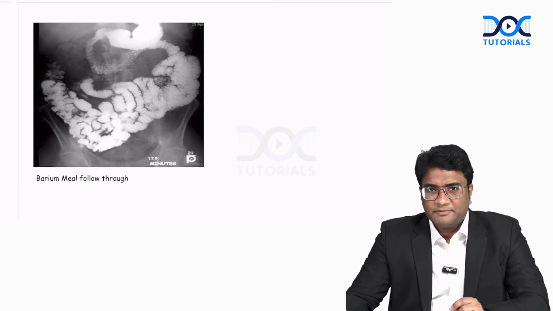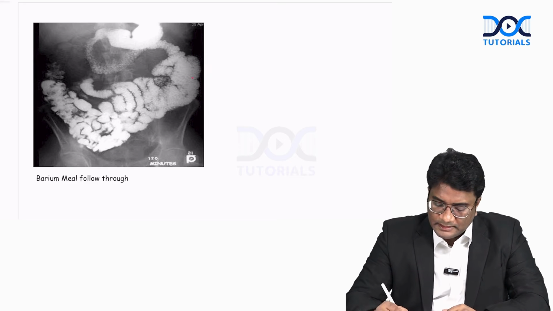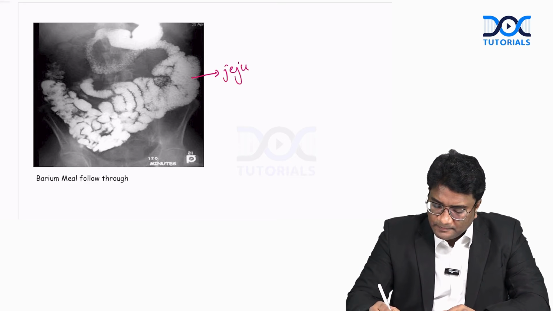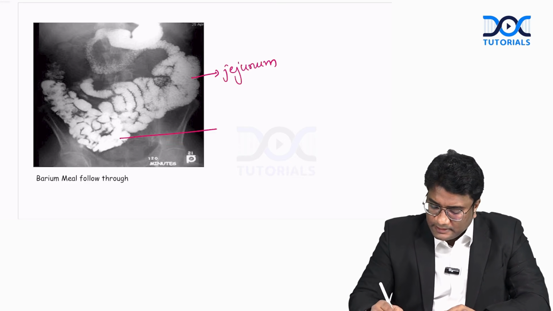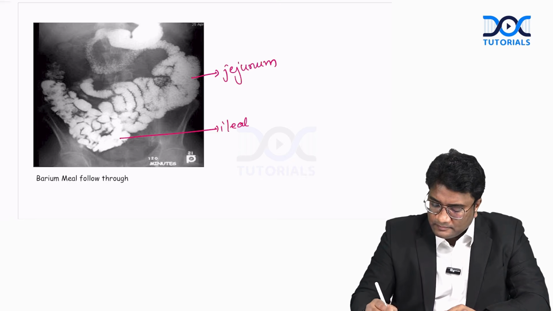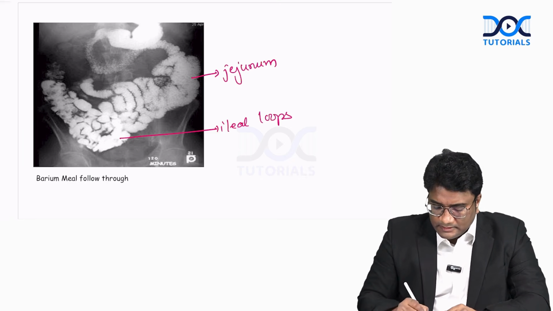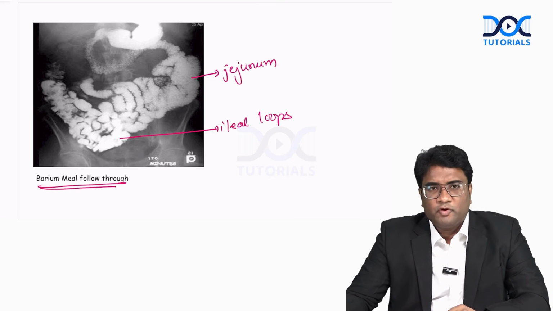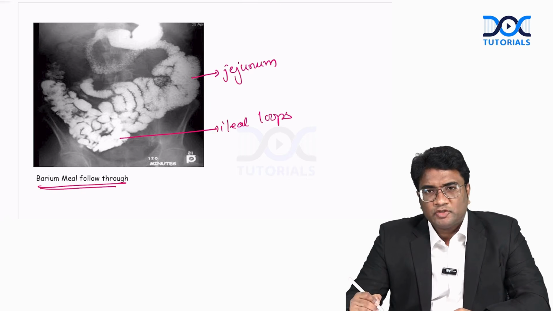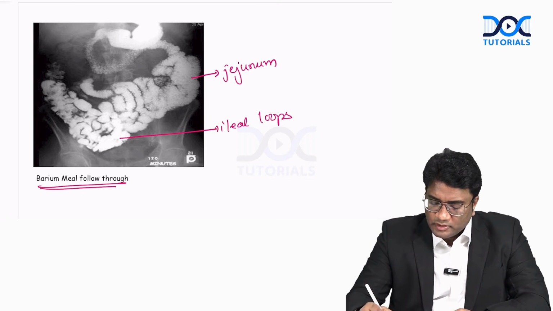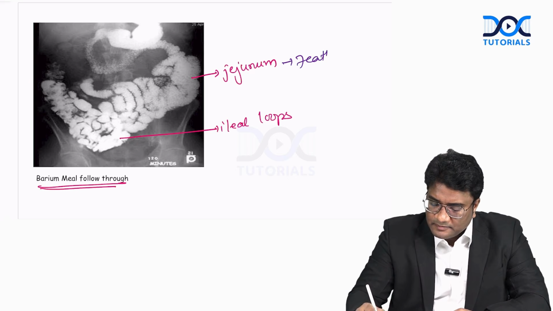And look at this barium study. What do you see here? You can see these are the jejunal loops and these are the ileal loops. And this study is called barium meal follow through when you see the jejunum and the ileal loops. And how do we differentiate jejunum and ileum loops? Remember, the jejunum has a feathery appearance.